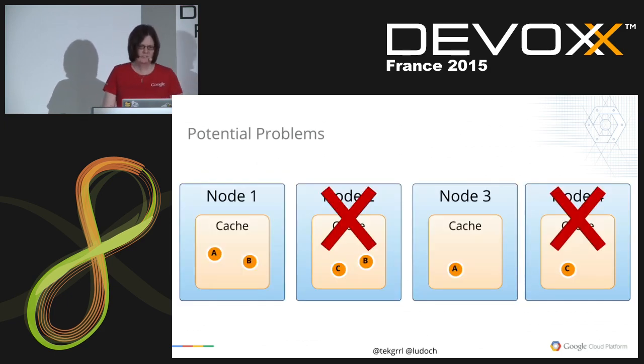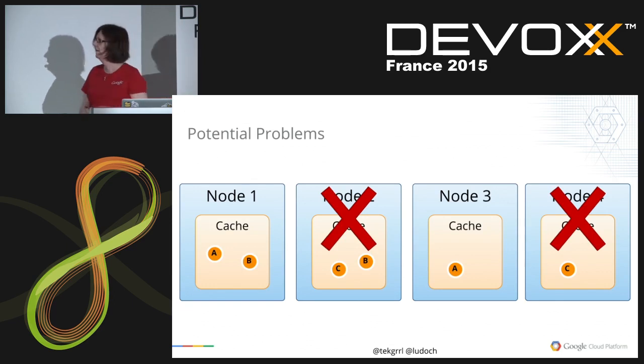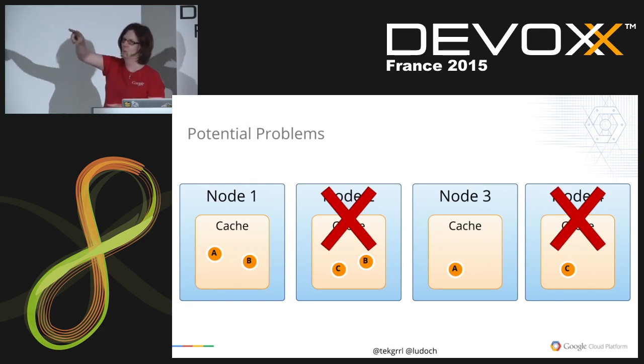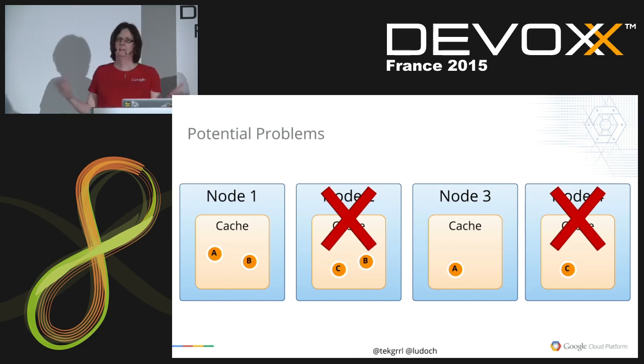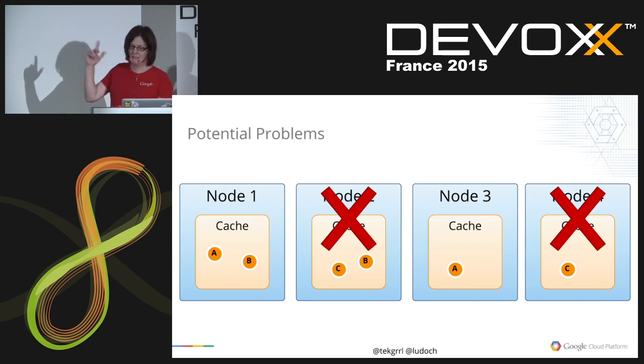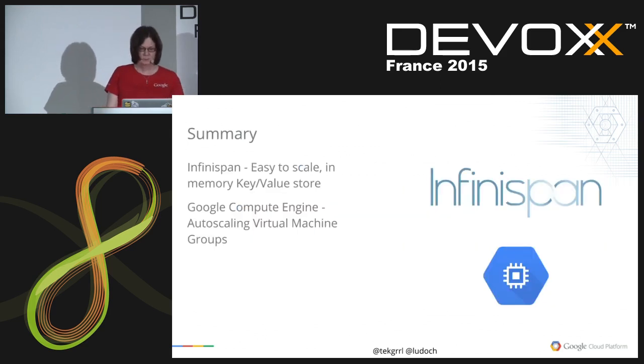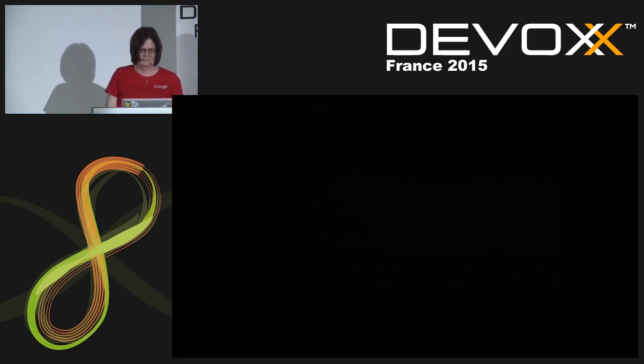So one of the potential problems that we have is this thing called num owners, which determines the number of replicas that we have of a piece of data, of a key, across our cluster. If num owners equals 2 and 2 machines go down in our cluster, then potentially we've lost all versions of that data. So that's one of the potential problems. So I'm now going to run into a demo which actually talks about how this all works.